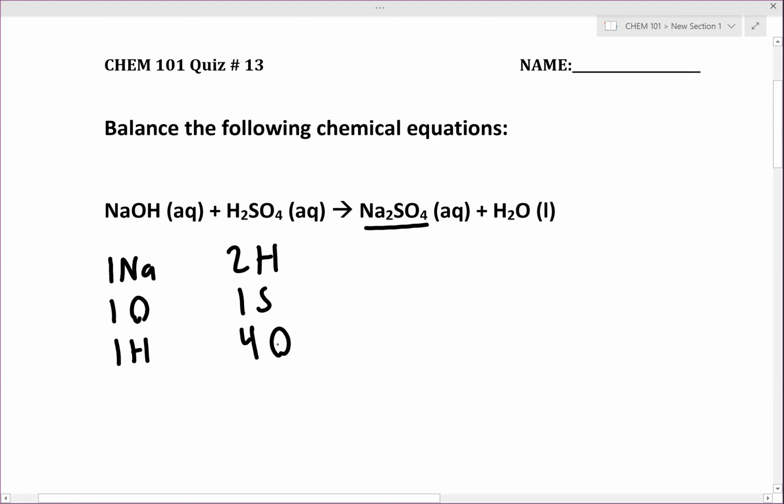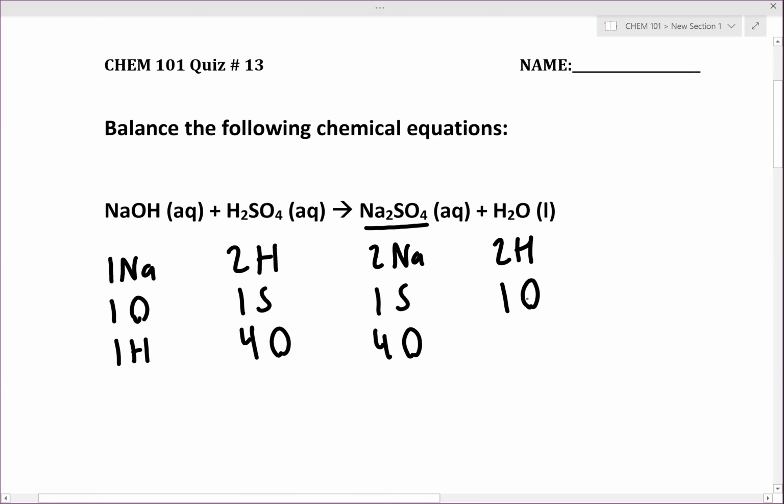Okay, now let's take a look at sodium sulfate. How many sodiums do we see? 2. So we have 2 sodium atoms and 1 sulfur and 4 oxygen. Okay, and in water we have how many hydrogens? 2. We have 2 hydrogens and 1 oxygen.